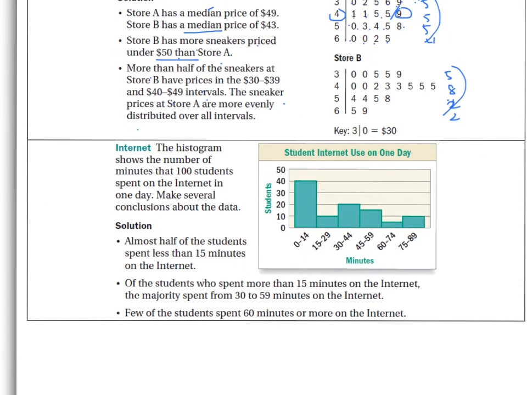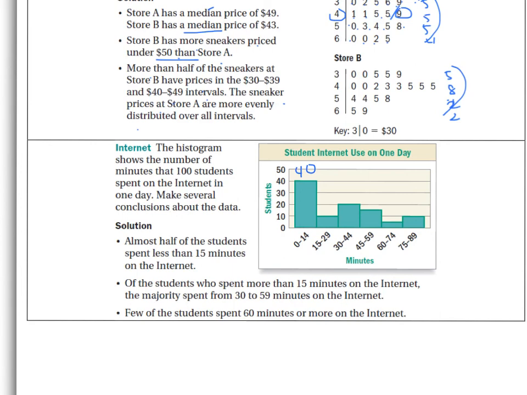And the histogram. The histogram shows the numbers of minutes that 100 students spent on the internet in one day. Make several conclusions about the data. Almost half of the students spent less than 15 minutes on the internet. That's quite true, because there's a little over 40 students who spent less than 15 minutes on the internet.